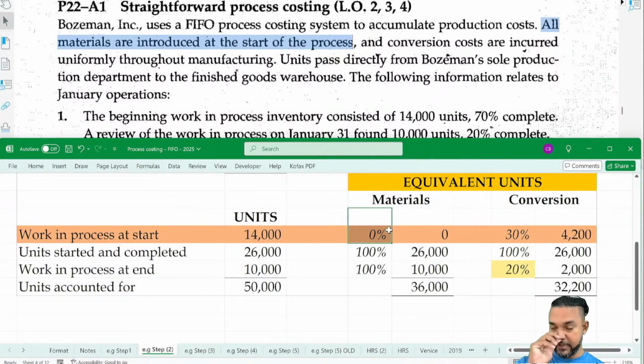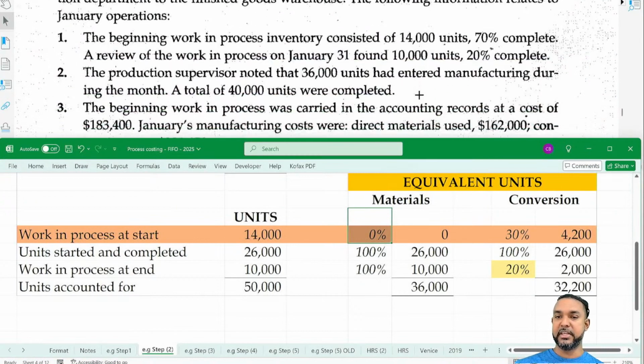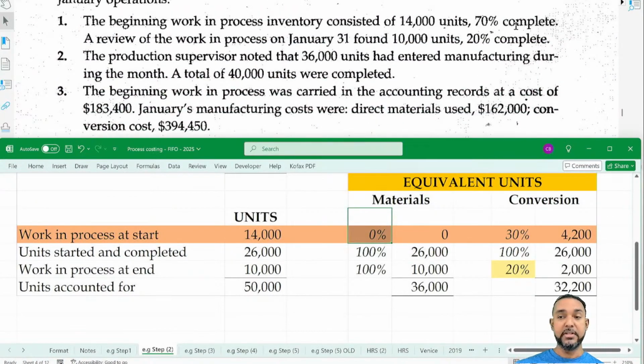0%. Right? The conversion costs, so they came in 70% complete, which means that to be 100% complete, we need 30% more work to be done, which will be done in the current period. All right? Okay, cool. So that is the second section.